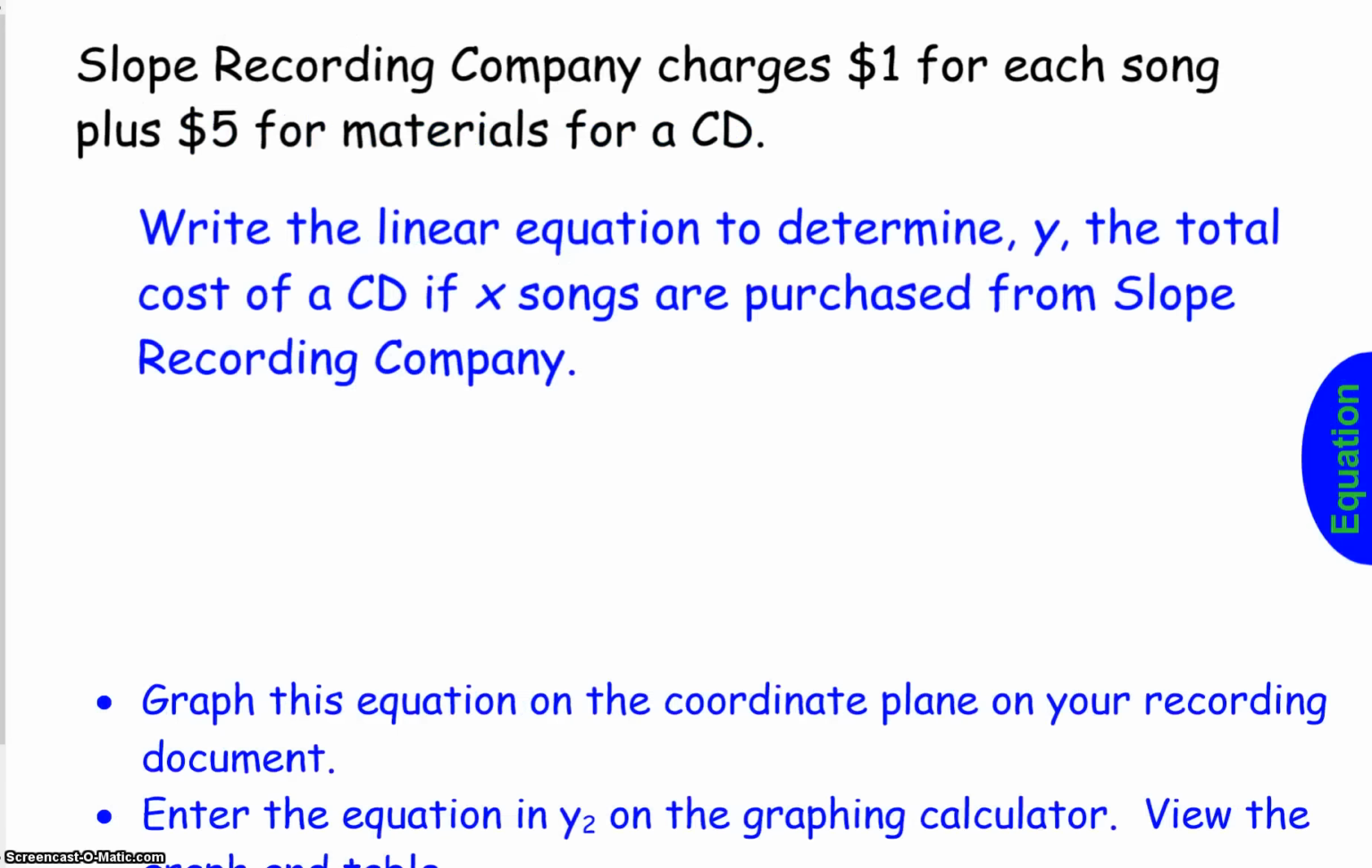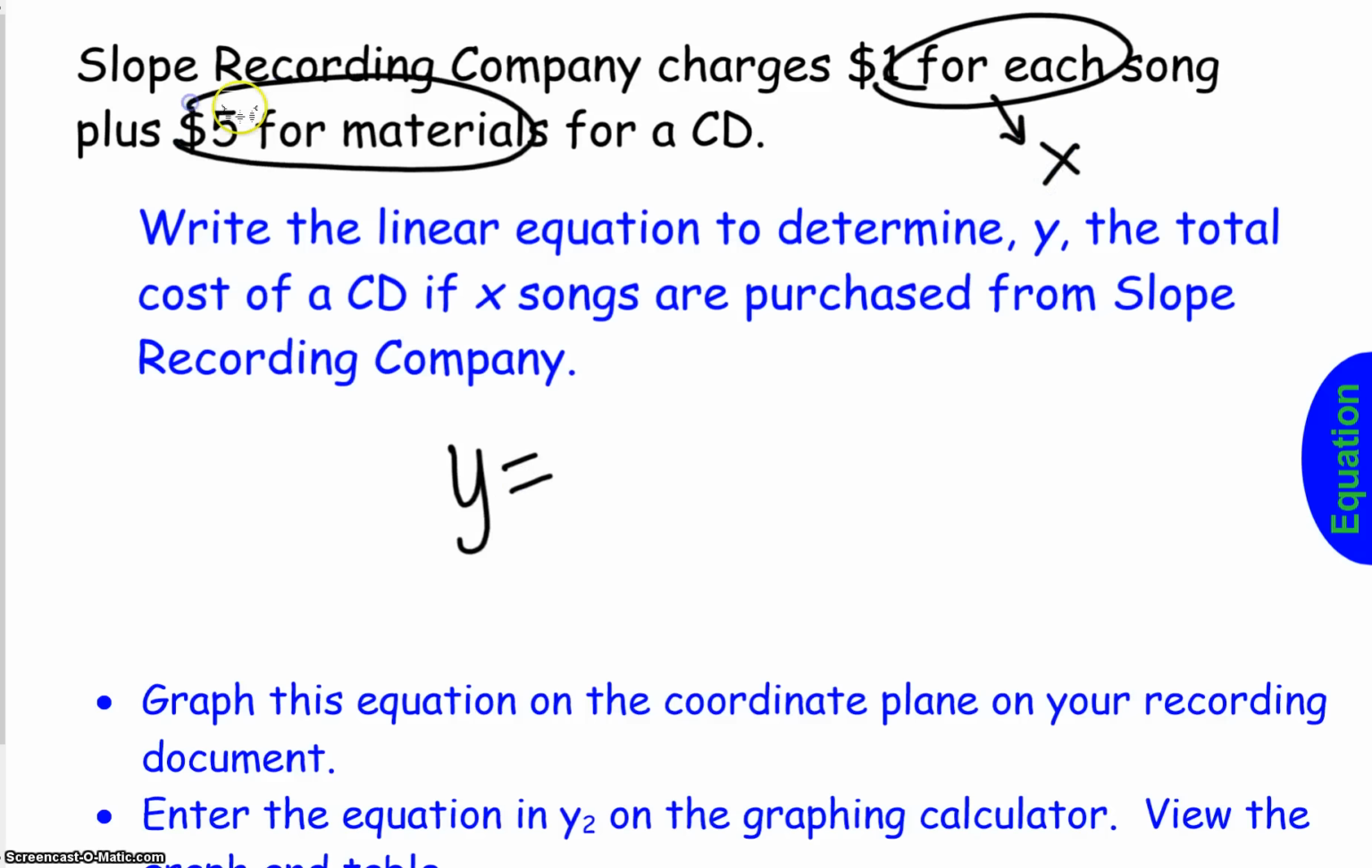It says Slope Recording Company charges $1 for each song plus $5 for materials. Write the linear equation to determine y, the total cost of a CD, if x songs are purchased from Slope Recording Company. This is number 2, so we're going to write y equals $1 for each song tells you that's x, and $5 for materials is going to be your y-intercept. So it's going to be 1x plus 5. Your y-intercept is 5, and your slope is you're going to go up 1 and to the right 1, and there's going to be your second dot. Go ahead and connect those dots and label it Slope.